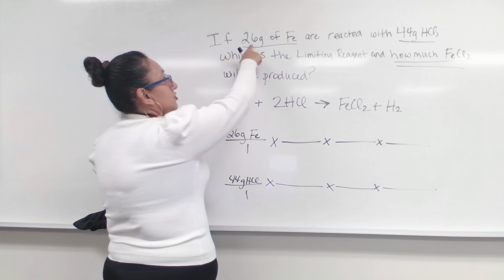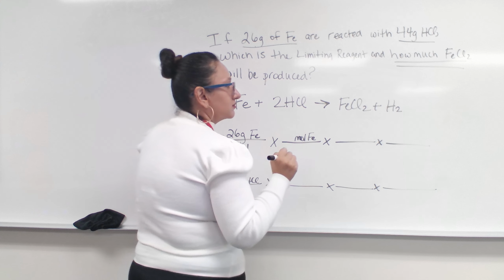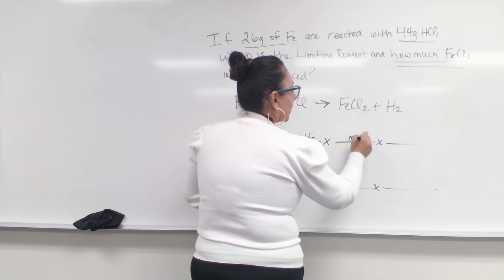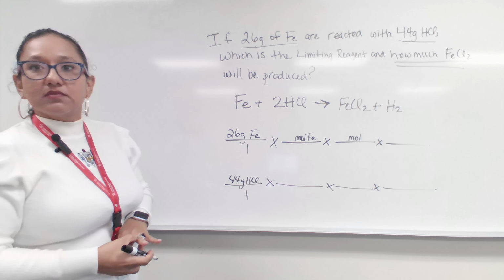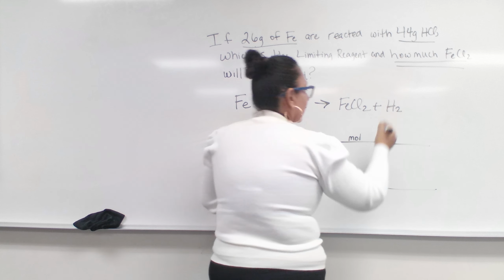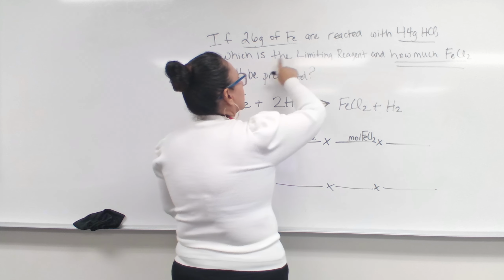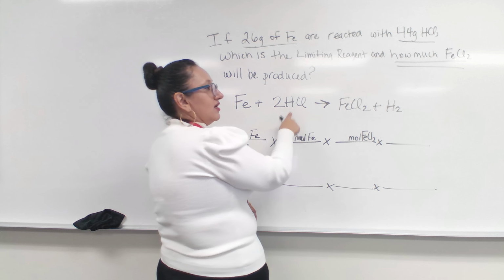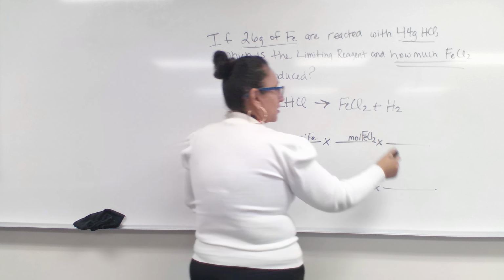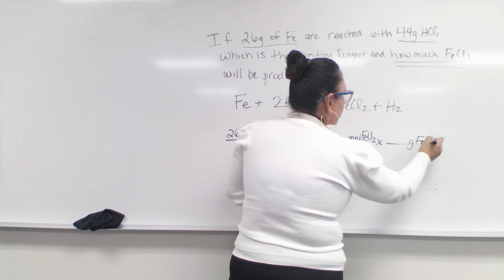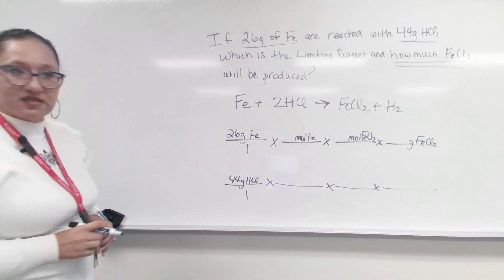Grams of what you know you have, 26 grams of iron, to moles of iron, to moles of what? What are we trying to find out? What do we want to know? Iron 2 chloride, FeCl2. That's the question. Which is a limiting reagent? Which of these makes the lesser amount of this one, the primary product? All right. And we're going all the way to grams of iron chloride because it's easier to identify.